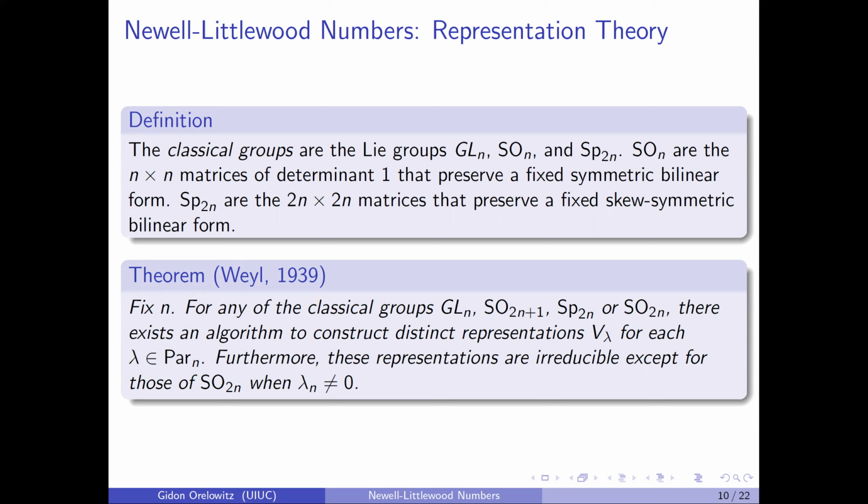And for a fixed classical group, this is an injection. These produce different representations, and these representations are going to be irreducible most of the time. So technically, if lambda has n non-zero parts, then the representations for SO_{2n} are going to be decomposable into 2 smaller irreducible representations.